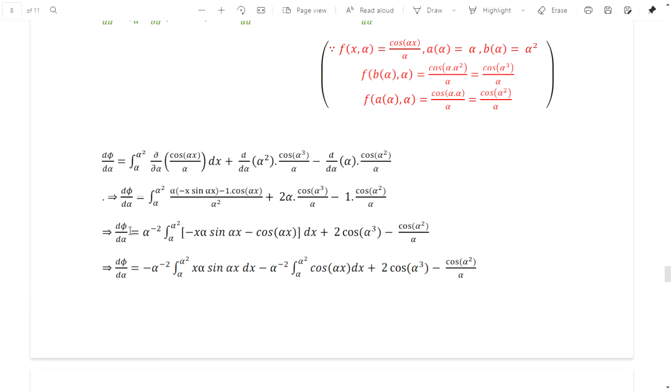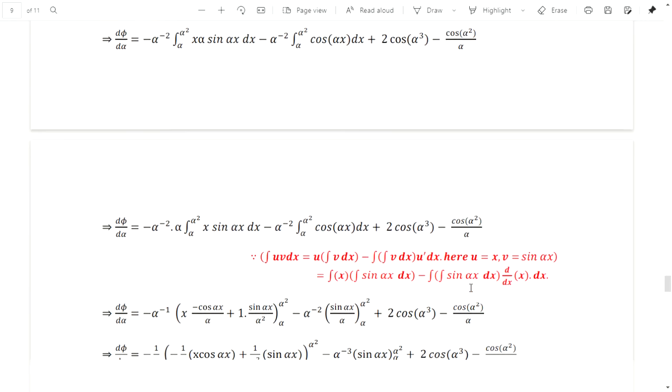That implies d phi by d alpha is equal to, minus is there in both the terms. I am splitting this integral separately for this term and for the second term, so that it will become minus alpha to the power minus 2 into integral of alpha to alpha square x alpha into sine of alpha x into dx, minus alpha to the power minus 2 into integral of the second term, that is cos of alpha x into dx, plus these two terms written as it is.